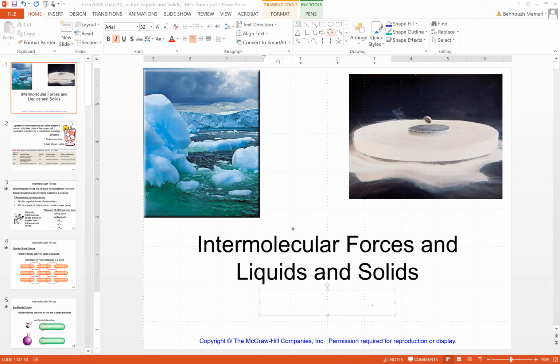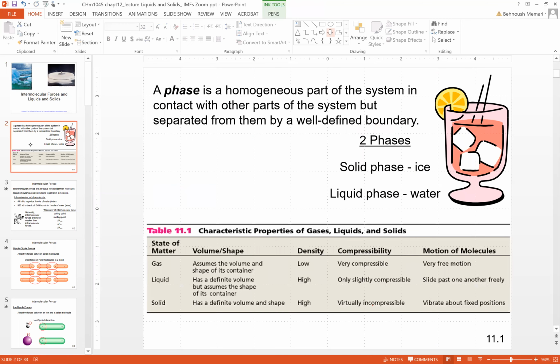Okay, in the next unit, liquids and solids, first we have to talk about intermolecular forces, and then we'll talk about the phase changes and solids. Liquids and solids are different phases. A phase is a homogeneous part of a system in contact with other parts of the system, but separated from them by a well-defined boundary.